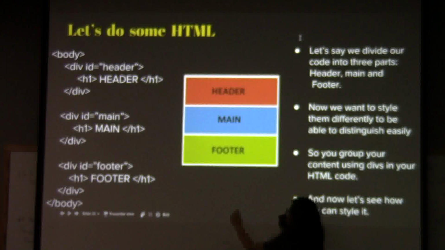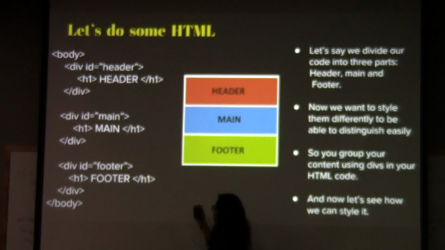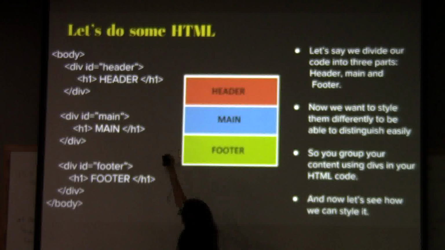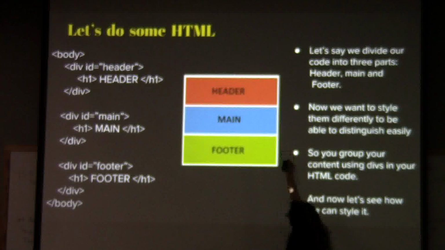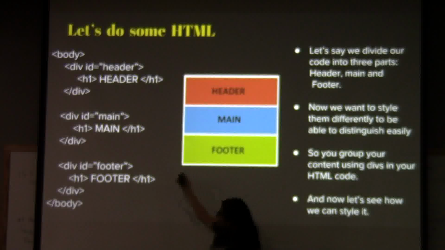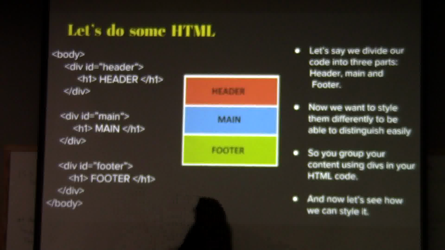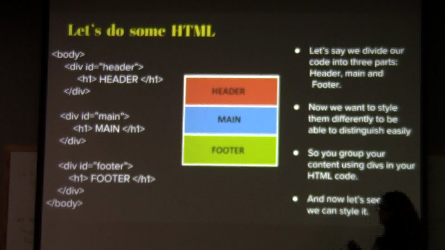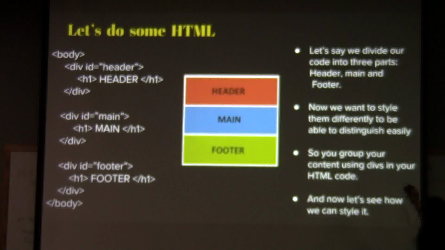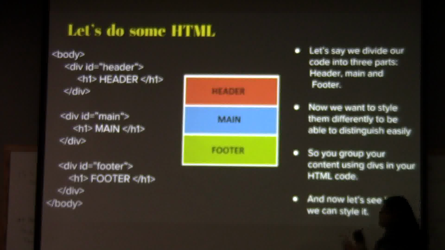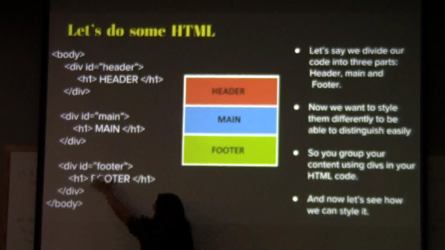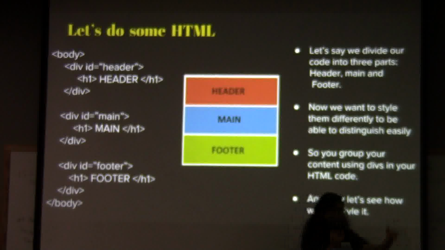Right, so let's say this is your code, and there's a header, main, and footer, and you want it to look like this. So you give them IDs, which are unique, so this only has this ID. Same thing with main and header. You want to change how each of them looks, so we want to style them differently to be able to distinguish them easily. Basically, you just give them a unique identity, and then you use that identity, which is your ID name, in CSS. So you go next.